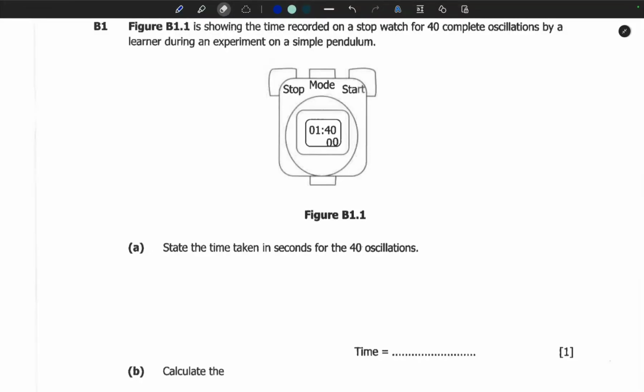In this video, we are going to look at science paper 1 for the year 2024 for internals, and our focus will be on section B. So we have question 1, figure B 1.1 is showing the time recorded on a stopwatch for 40 complete oscillations by Elena during an experiment on a simple pendulum.